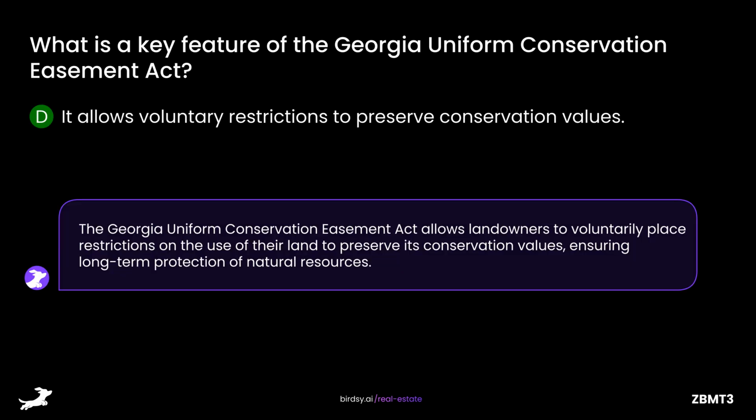The Georgia Uniform Conservation Easement Act allows landowners to voluntarily place restrictions on the use of their land to preserve its conservation values, ensuring long-term protection of natural resources.